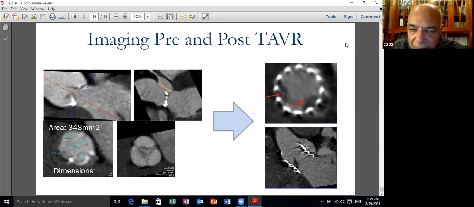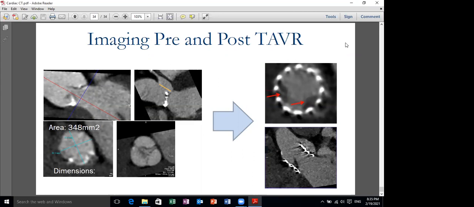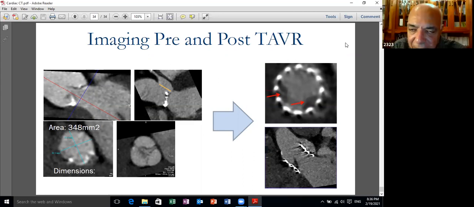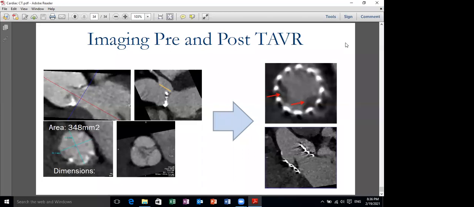Okay. A question asks: in a patient with 50 to 70% stenosis in multi-slice CT coronary angio and a negative functional test, is it enough to manage this patient with medical treatment only?